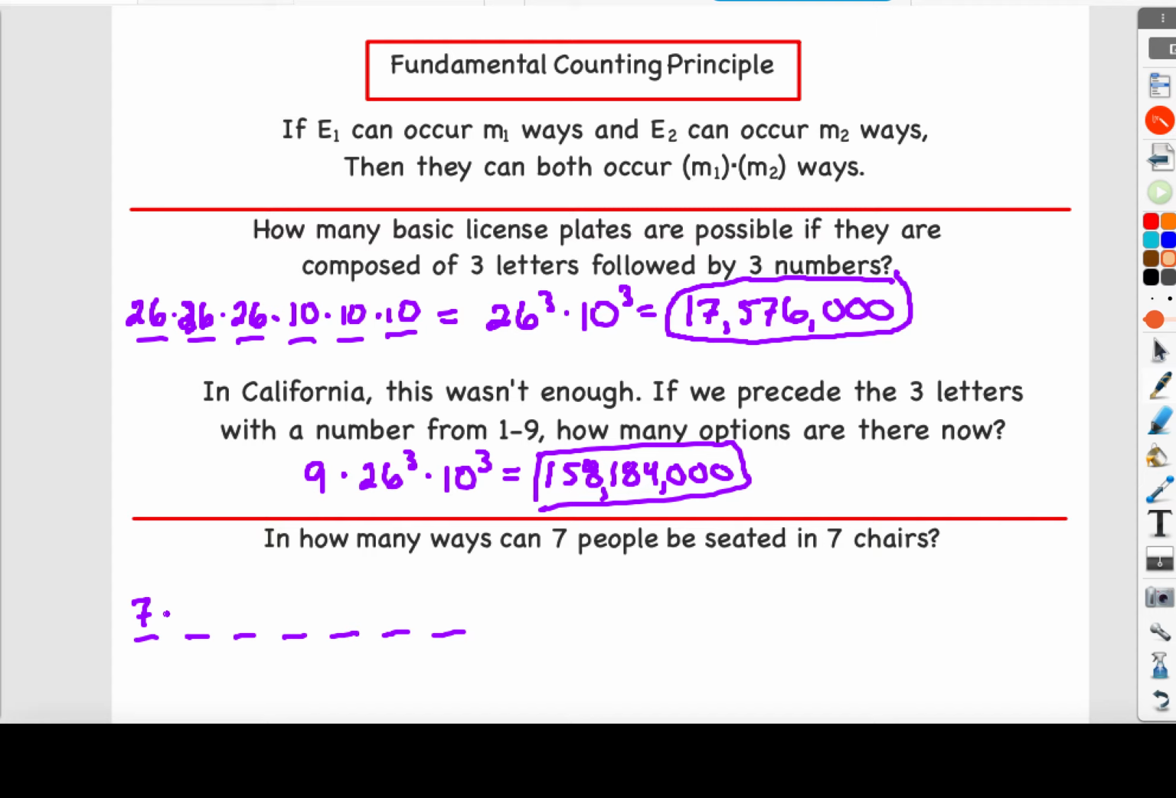But once someone's seated, we can't really seat that person in another chair. We only have 6 options to sit in chair number 2. And the same thing goes, we've already seated 2 people and 3 people. So again, we're getting fewer and fewer people by the time we get to that last chair. Basically, that's what we call 7 factorial. 7 factorial is just 7 times 6 times 5 times 4 times 3 times 2 times 1. And basically that comes out to 5,040 possible ways, possible seating charts, if you will, possible ways to sit 7 people in 7 chairs.